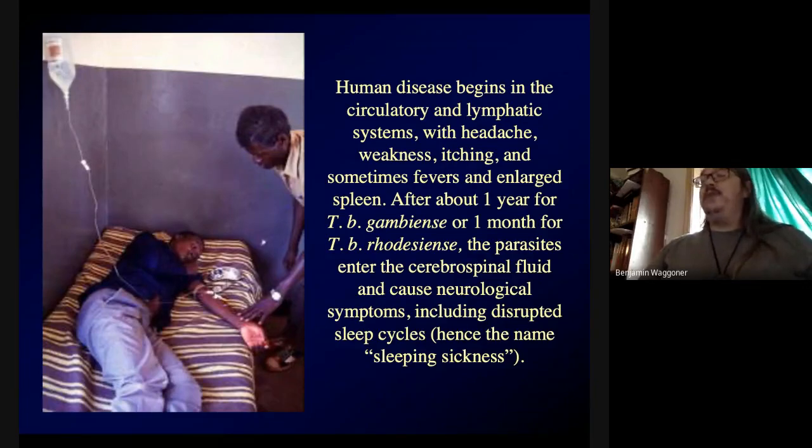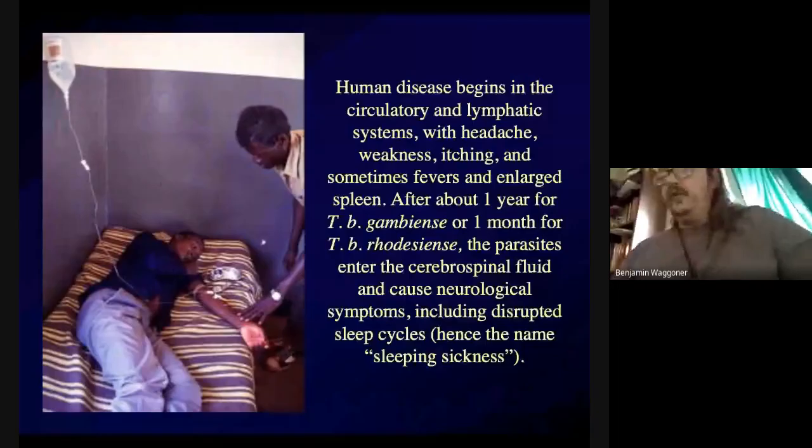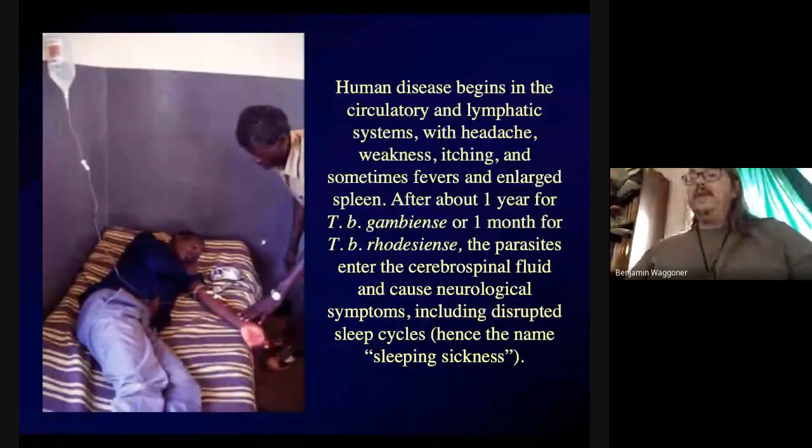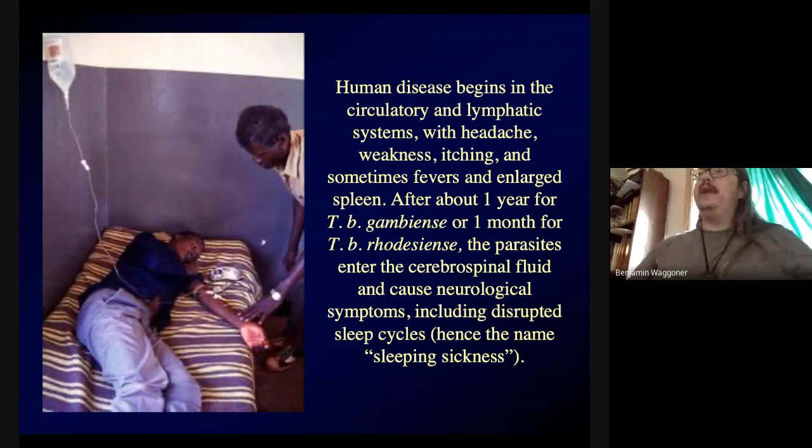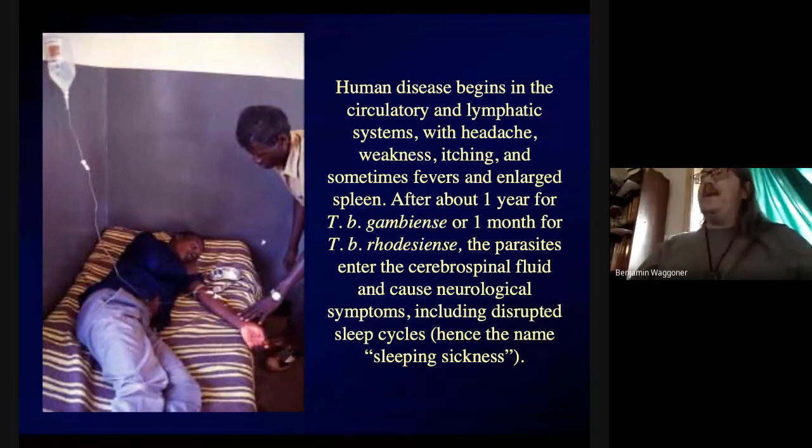After this time, when the disease is present in your circulatory system and your lymphatic system, the parasites start entering your nervous system. They get into your cerebrospinal fluid. Once they're in there, they start causing neurological symptoms. Basically, every bad thing that can happen to the brain, they can cause it. So you could get hallucinations, confusion, memory loss, loss of speech, tremors, partial paralysis. Ultimately, if it's untreated, it ends in coma and ultimately death.